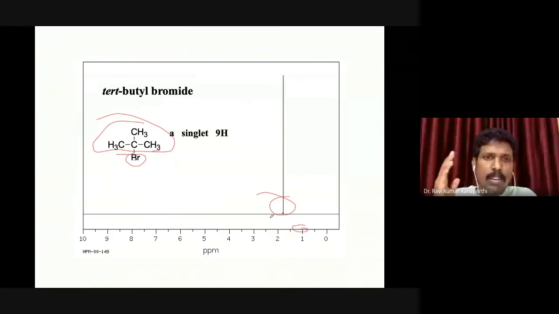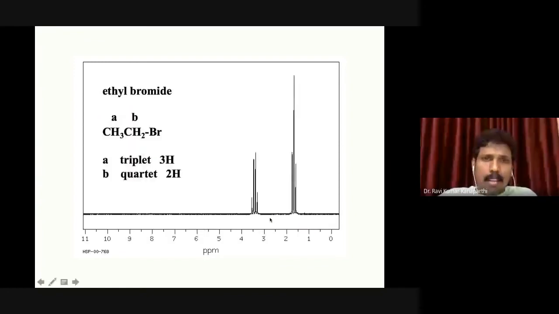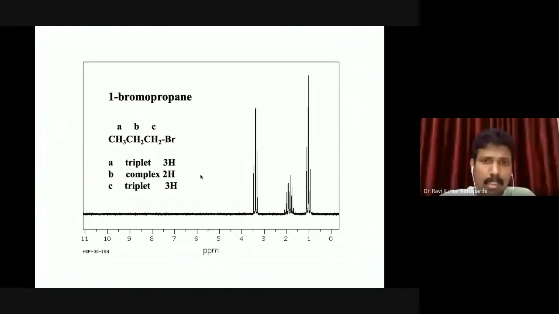Always use the concept of 2 things. One is the electronegativity. The other one is the ring current, whether any aromatic substituent is there or not. Those 2 things will be very helpful for assigning the molecular structure. Okay, ethyl bromide. So the ethyl bromide splitting pattern is given here. Anyway, this we will discuss after discussing the splitting.